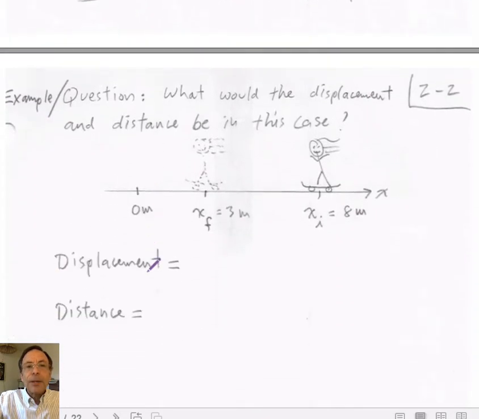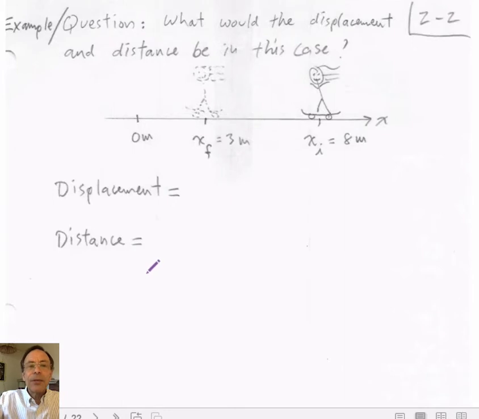Now, here is a little twist on the example. What would the displacement and distance be in this case? You see, in this case, we have the initial position being 8 meters, and then the final position being 3 meters. So I'm going to let you think for a few seconds here. What would the displacement be? What would be the distance?